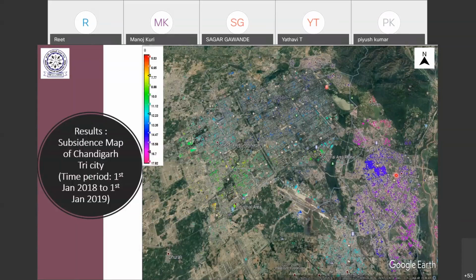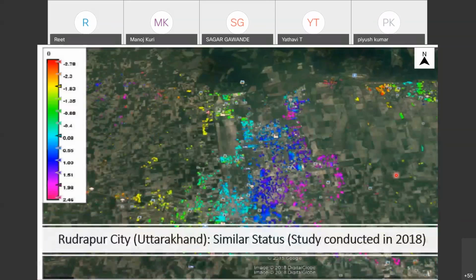Why is a particular wall cracking? Because that area is differentially settling. One area is not settling that much, another area is settling, so a crack will develop in the wall. The same study was done over Rudrapur city of Uttarakhand. It is near Nainital, and this also showed 1.9 centimeter of subsidence every year.